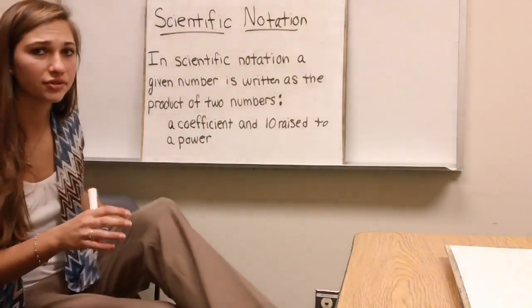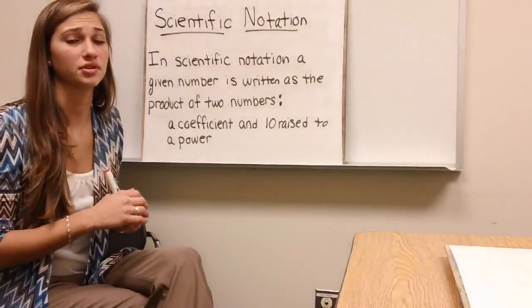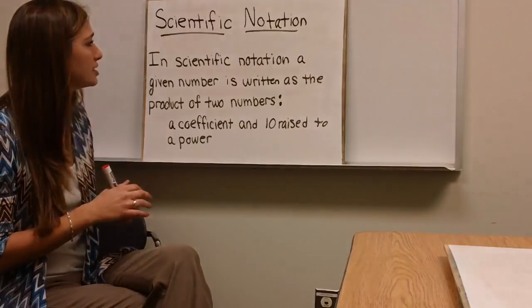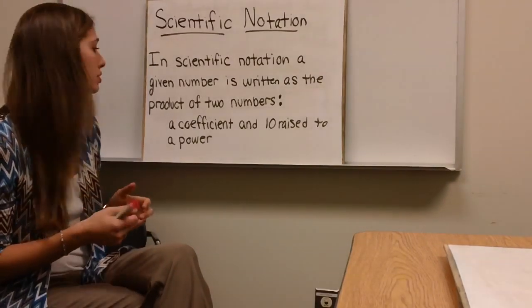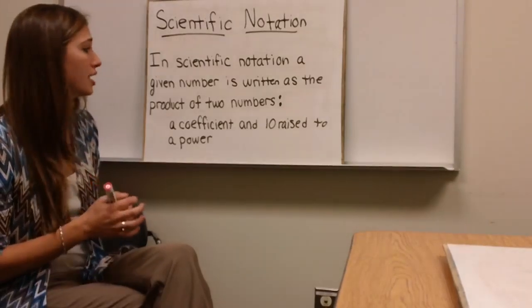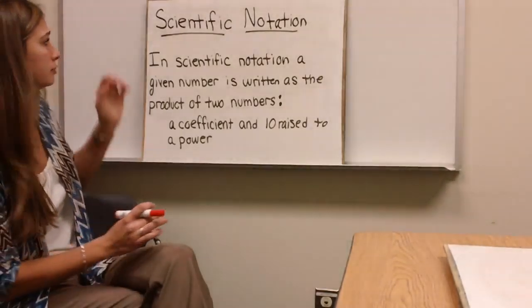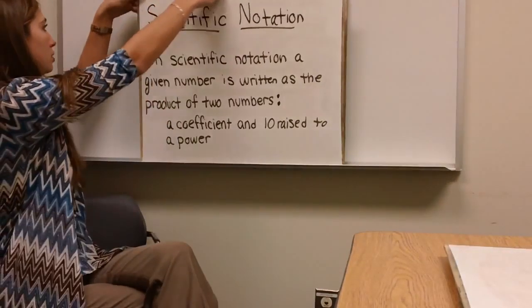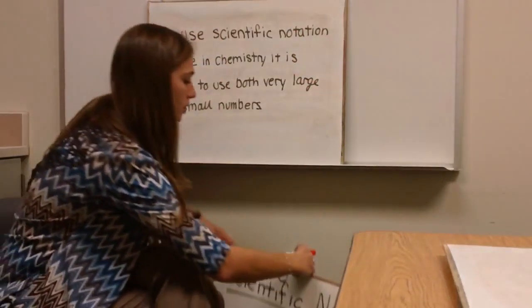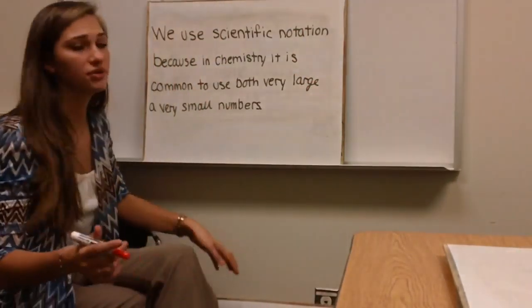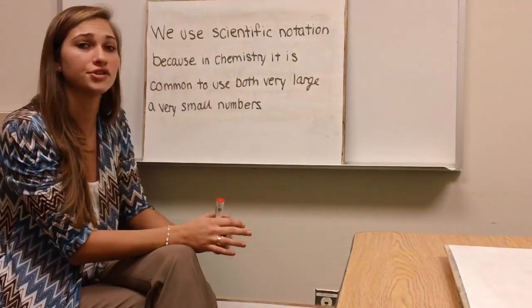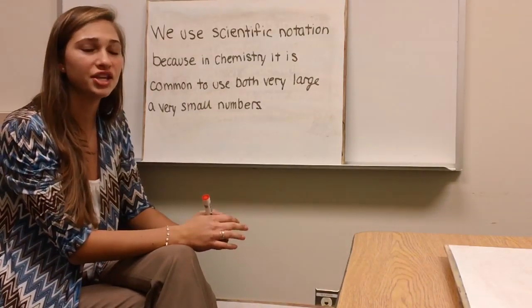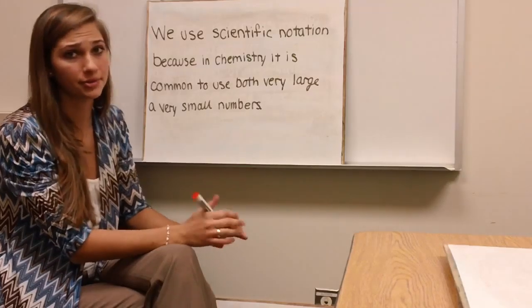Today we're just going to do a little refresher on scientific notation. In scientific notation, a given number is written as the product of two numbers: a coefficient and 10 raised to a power. We use scientific notation in chemistry because we're often dealing with very large or very small numbers, and it's just tedious to write out all those zeros.